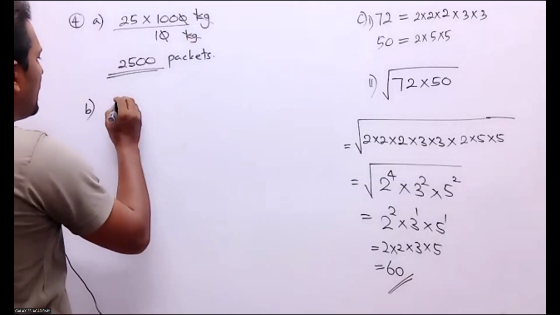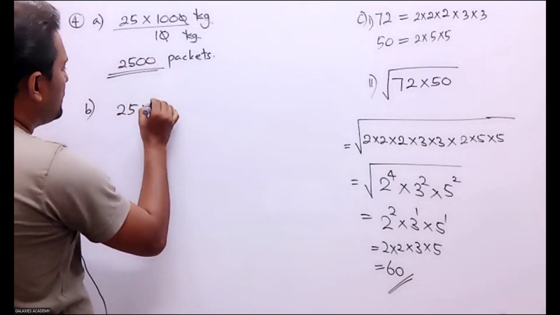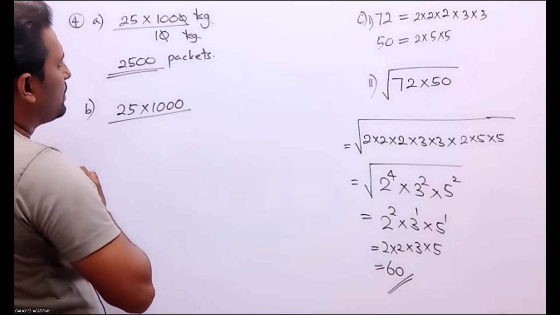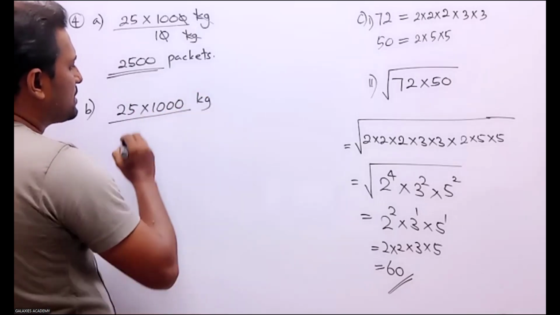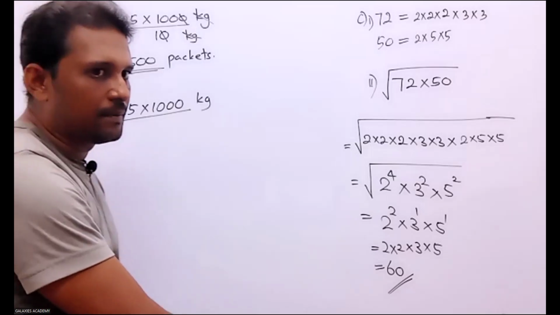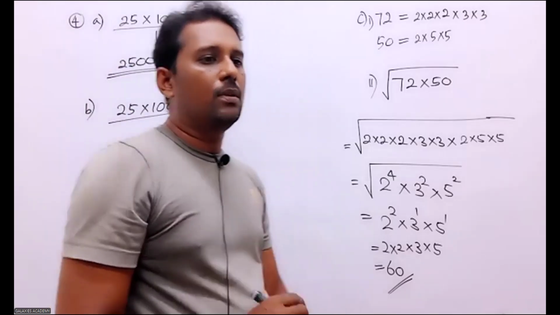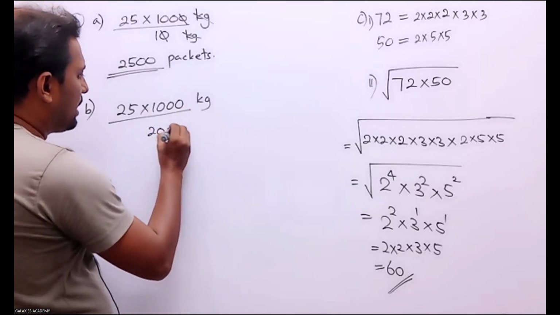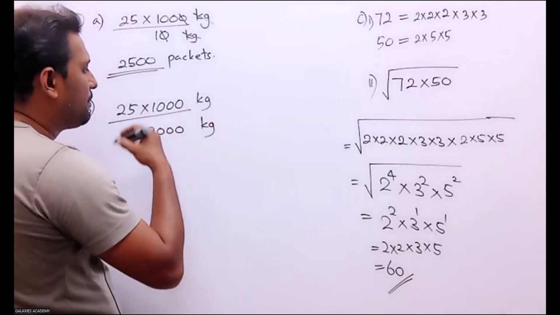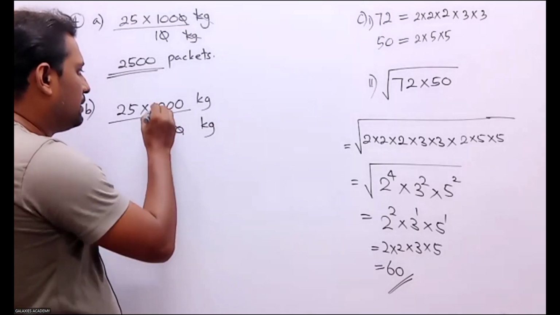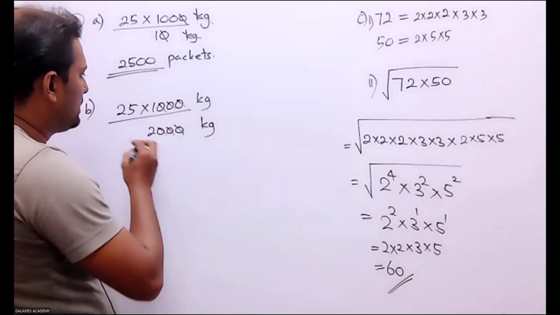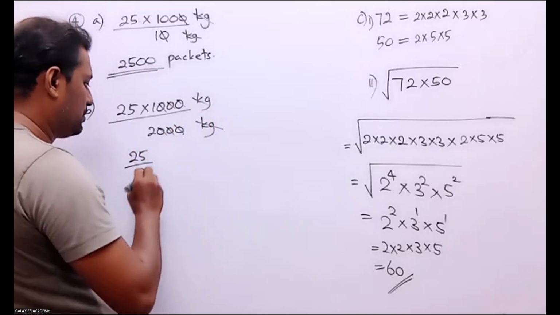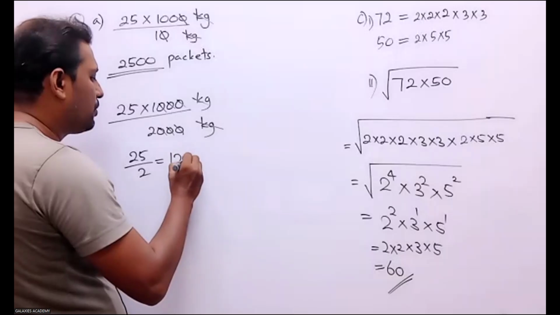Right? So what is the total mass? This one, no? Right? This is the total mass in kilograms. Then also the one truck can be loaded only 2000 kilograms. So you have to divide by 2000, no? Then these three zeros cancel. Then the answer you can get 25 divide 2. 25 divide 2 mean 12.5.